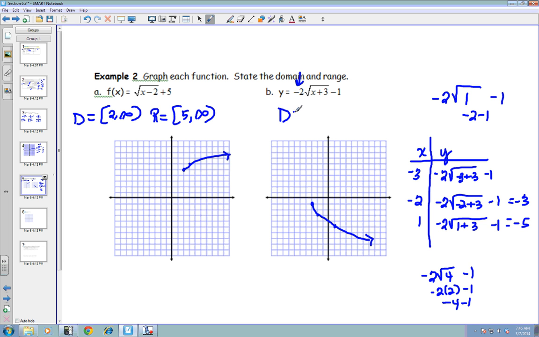So my domain, let's start at -3. So -3 to infinity. My range, this time my highest point is -1. And how far down is it going to go? It's going to go to -infinity. So really, I don't write it that way, right? We always start with our smallest number, so it's going to be -infinity to -1. And this is a parenthesis right there. So that is my range.